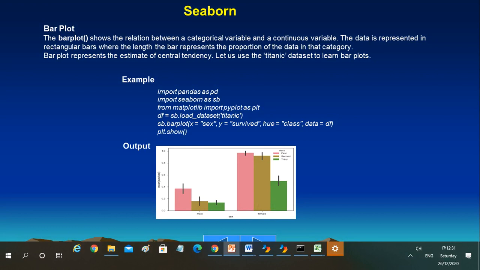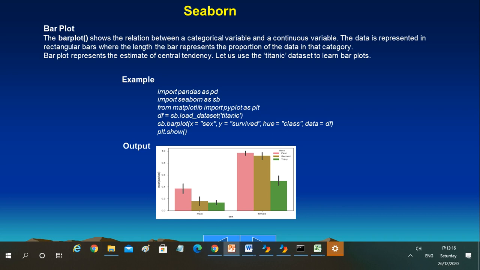So the bar plot is of course one very common plot. The bar plot shows the relation between the categorical variable and the continuous variable. The data is represented in rectangular bars where the length of the bar represents the proportion of the data in that category. The bar plot represents the estimate of central tendency. Let us use the Titanic dataset to learn bar plots. Here we are going to use another type of dataset, that is Titanic. We have used Titanic in our earlier examples, the same dataset where a ship was drowned in 1911, and the same dataset has been used here for the purpose of depicting in the form of a bar plot.